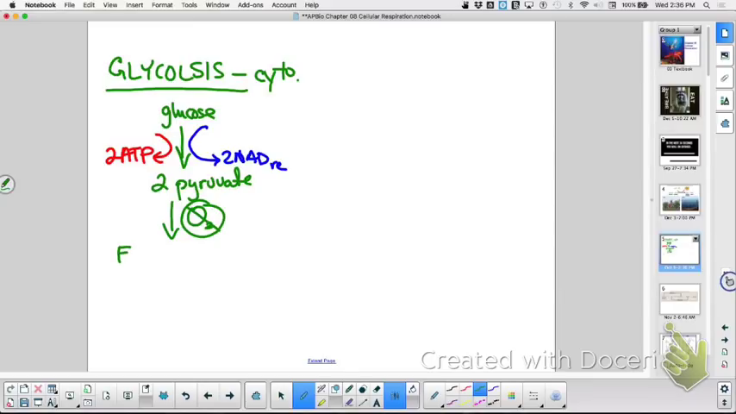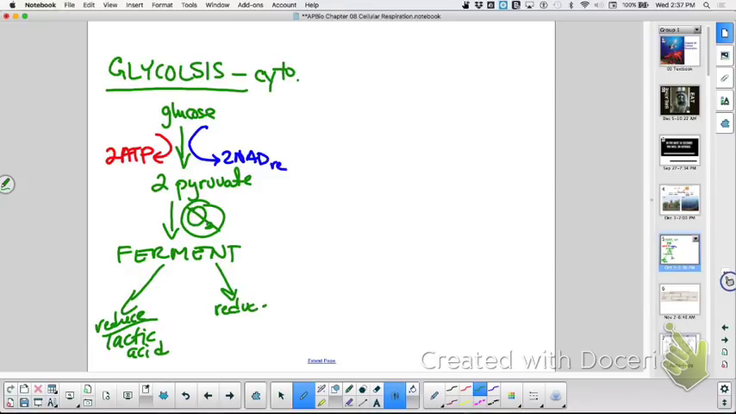Okay? Now, if you have no O2, then you will do what? Fermentation. How many choices do you have? 2. Either way, you're going to take that pyruvate and either reduce it to what? Lactic acid. Or what? Alcohol. Wait, there's an H in there. Is that right? Yeah, that's right. Or you reduce it into alcohol plus CO2. Yes? Yeah. 2 of them.